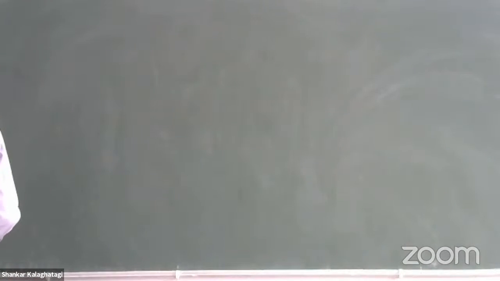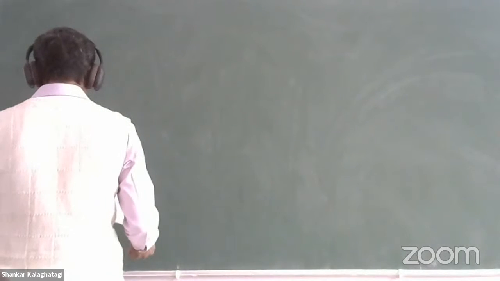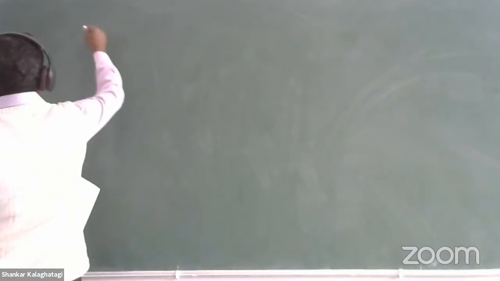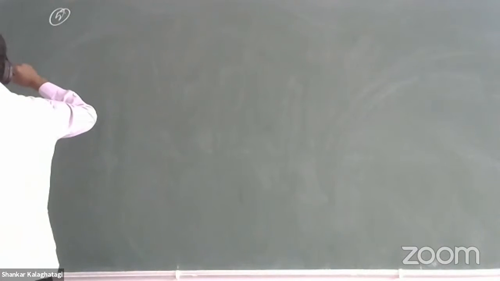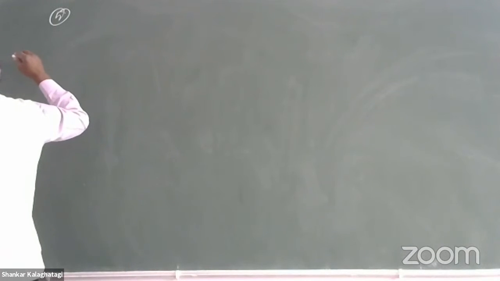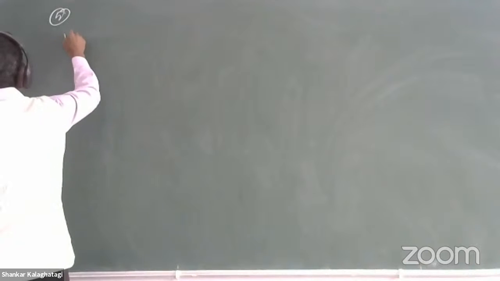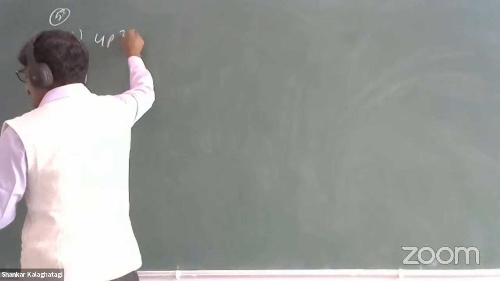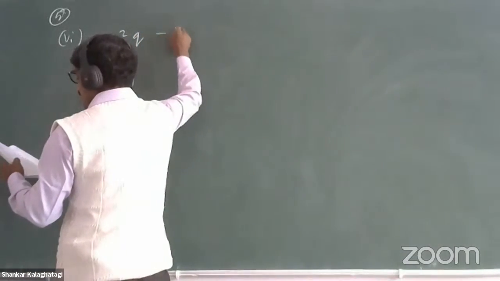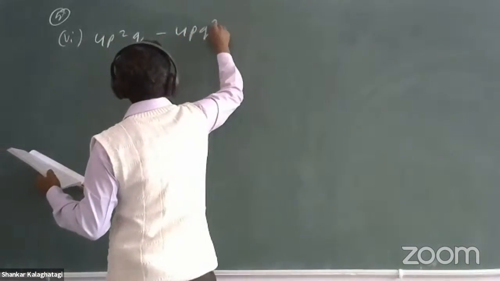The 6th is completed. Now the 7th: classify into monomial, binomial, and trinomial. Okay. 6th over. 7th: 4p square q minus 4pq square.